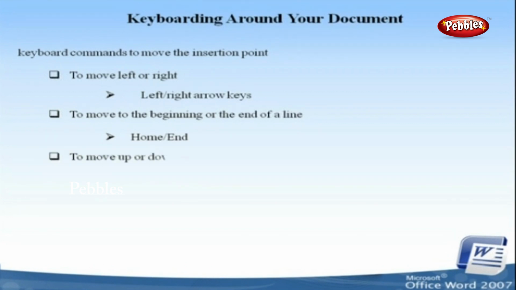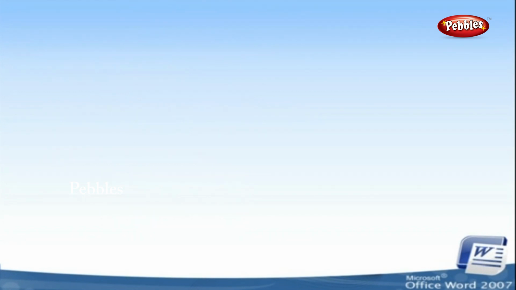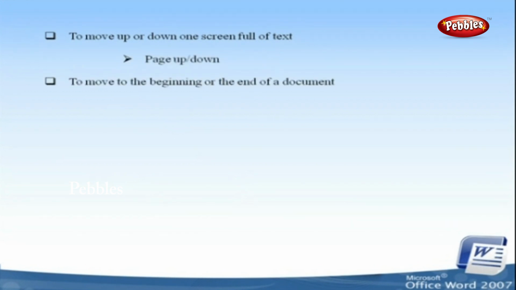To move up and down a line, use the up-down arrow keys. To move up or down a paragraph, use Control plus up or down arrow. To move up or down one screen full of text, use Page Up or Page Down. To move to the beginning or end of a document, use Control plus Home or End.